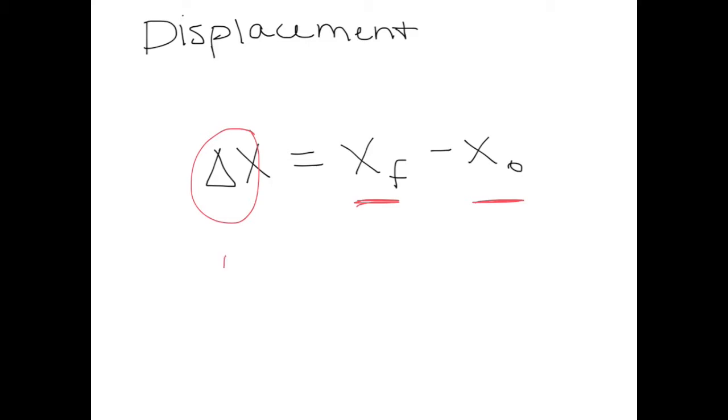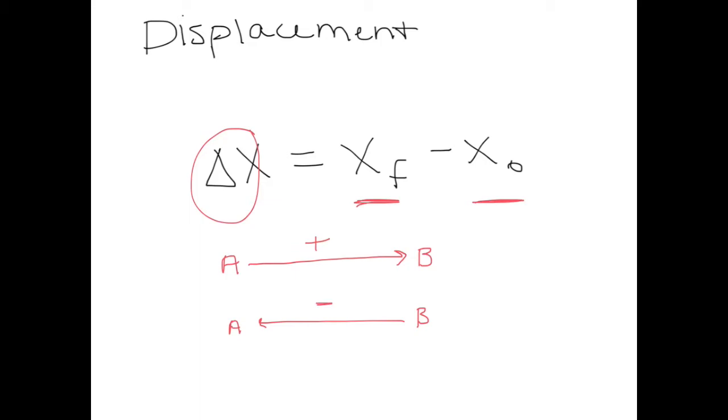For instance, if we have an object moving from point A to point B, we're measuring the displacement this way, we can say that the displacement is positive. But if the same object moves back from point B to point A, the displacement is now negative.